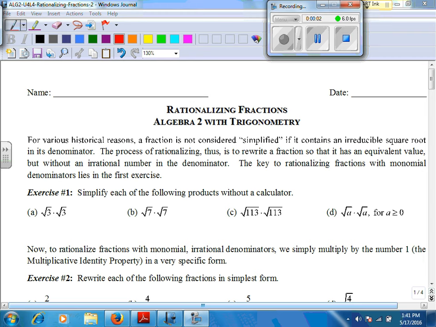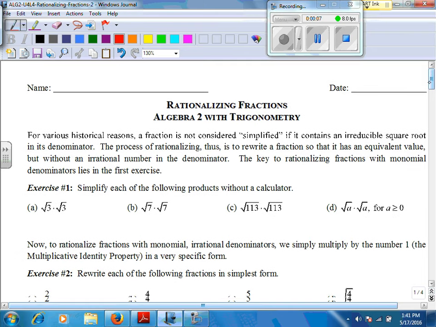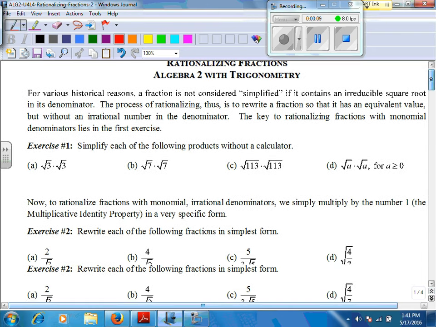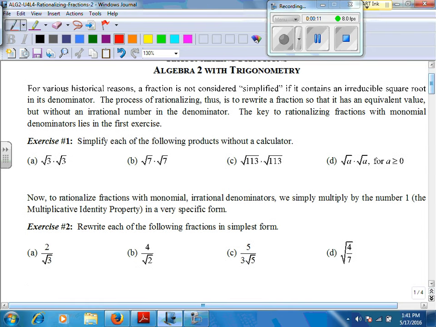All right, so this lesson is going to be on rationalizing fractions, which just means we're going to be getting rid of radicals in the denominator of fractions. And in general, in order to do that, we need to know some basic radical properties.